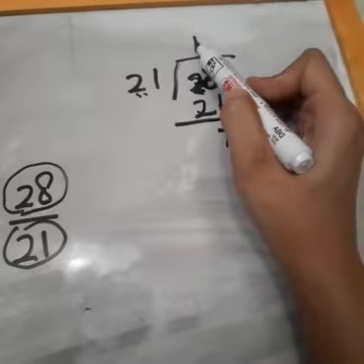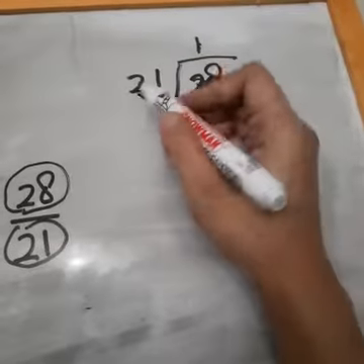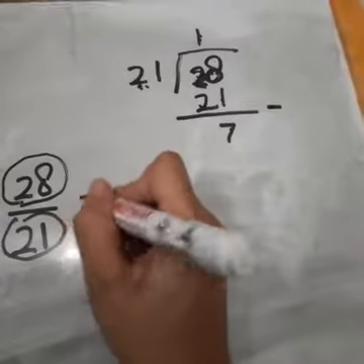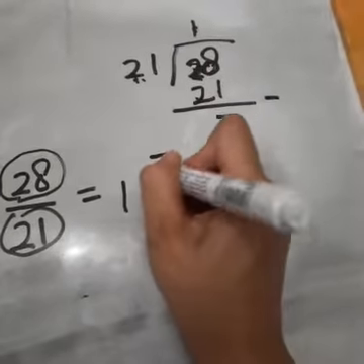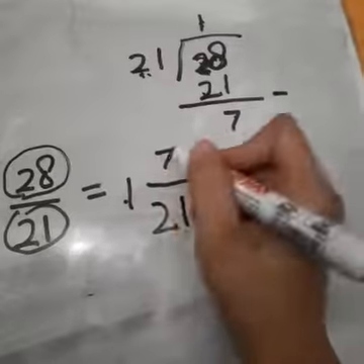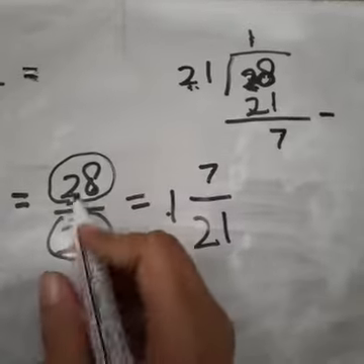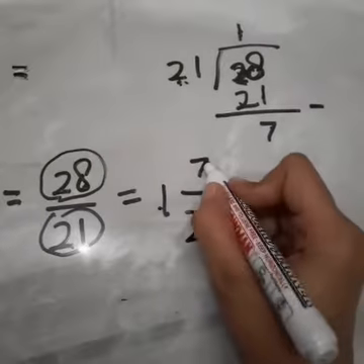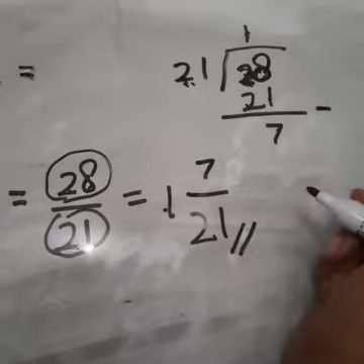1 as the whole number, 7 as the numerator or the top number, and 21 as the denominator or the bottom number. So we can write 1 7/21. 28/21 is the same as 1 7/21. This is the final answer.